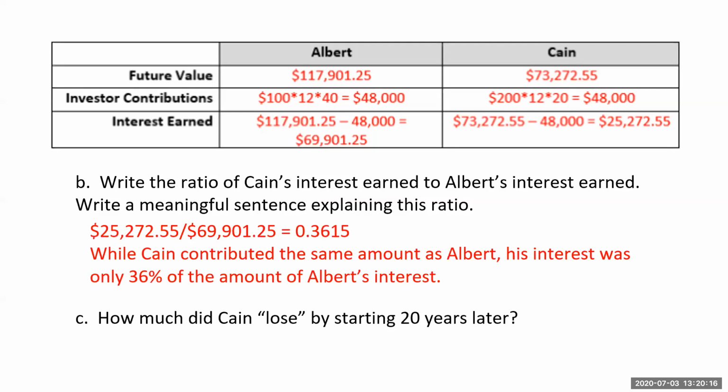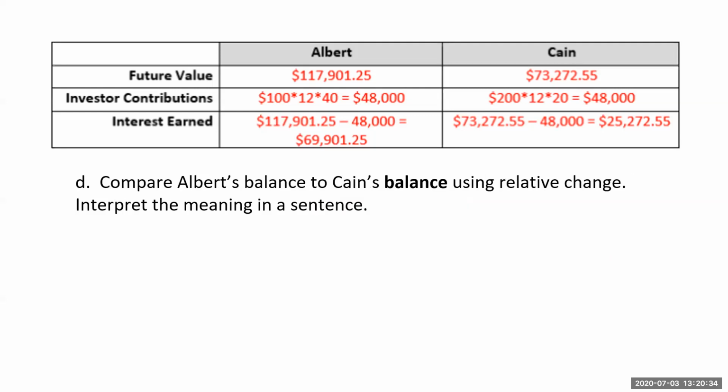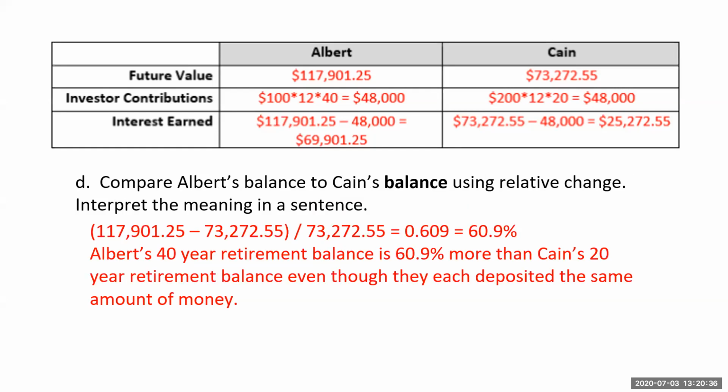Okay, how much did Cain lose by starting 20 years later? So Cain actually lost that amount, 44,628. That's a whopping amount of money, right? That's a lot. Now compare Albert's balance to that of Cain and look at that. So here we use relative change to find the percentage, and Albert's 40-year retirement balance is 60.9% more than Cain's 20-year retirement balance, even though they each deposited the same amount of money.